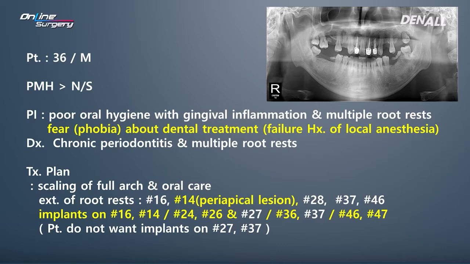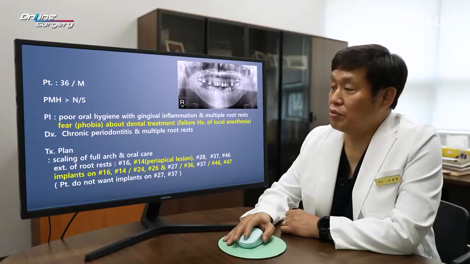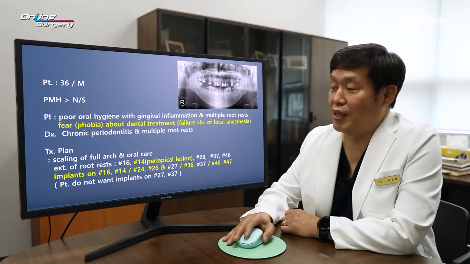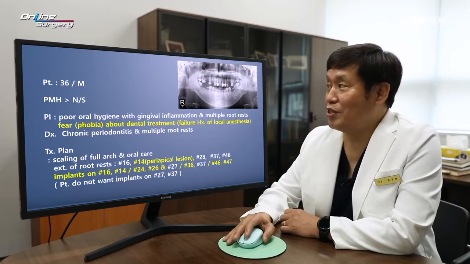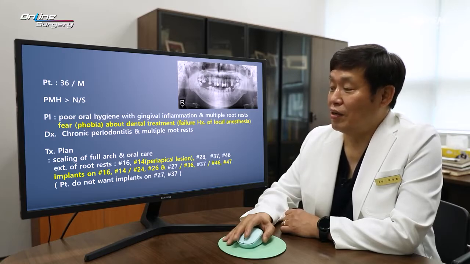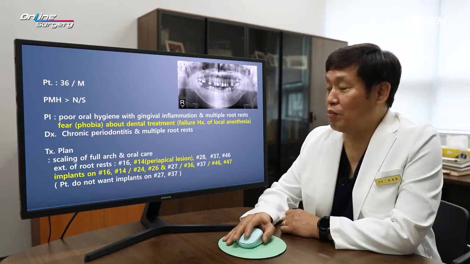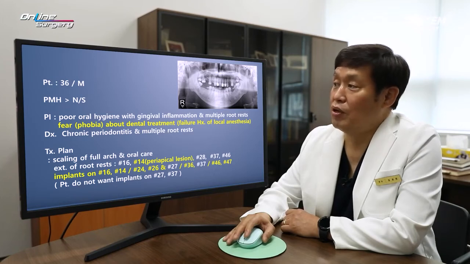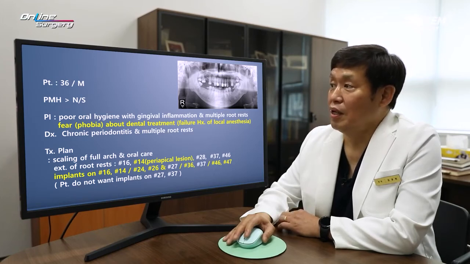I originally planned to place implants in number 27 as well, but because of various reasons, including economic condition as well as fear of dental treatment, the patient didn't want implants placed in number 27 and 37. In the upper, the implants were to be placed up to number 26, in the lower up to number 36. And on the right side, implants were to be placed in number 46 and 47.